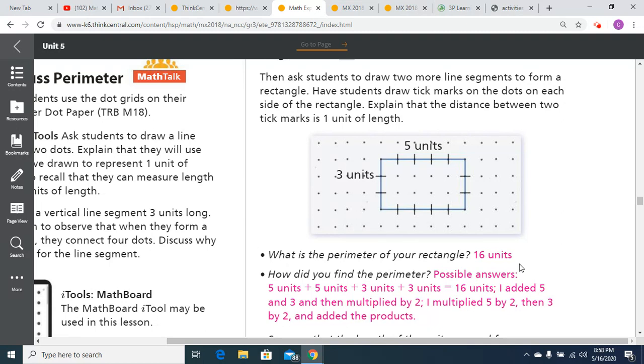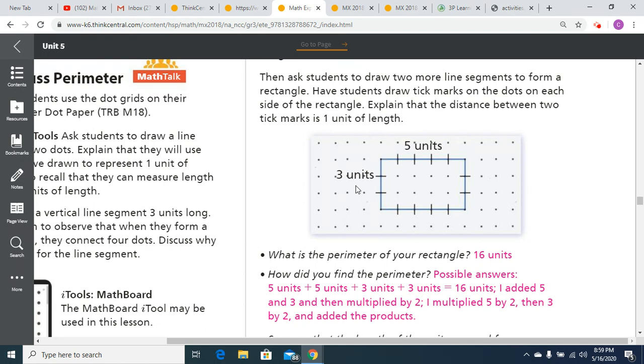There are other ways to find perimeter by adding the units of the shape. For example, I can add 5 plus 5 and 3 plus 3 all together, and I will have a total of 16. Another way is I can add 5 and 3, and then multiply this by 2, because I know that there are 2 lines that are 5 units and 2 lines that are 3 units. So 5 plus 3 equals 8, times 2 equals 16. It's going to be the same total.